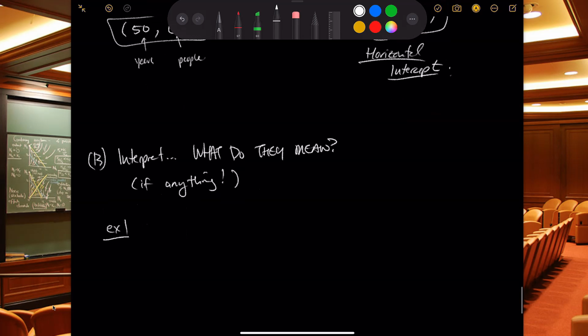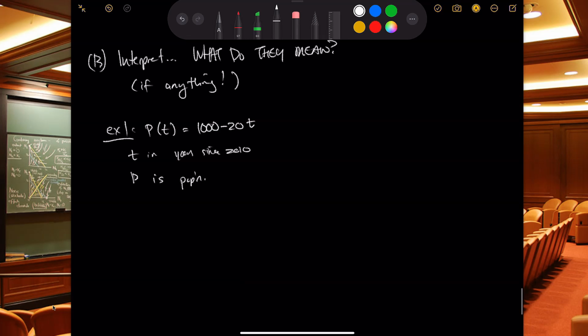So for example 1, we had P of t, this was 1000 minus 20t, where t is in years since 2010. P is the population of Mathsville.